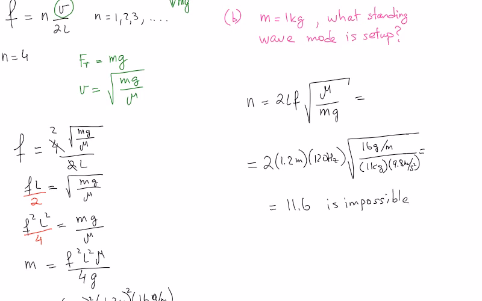By the way, when you plug in the numbers, do not forget to convert the 1 kilogram into grams or the 16 grams into kilograms. It doesn't matter which. Then you will get 11.6, which is not a whole number. So in other words, a 1 kilogram object cannot set the vibrator up with a standing wave.